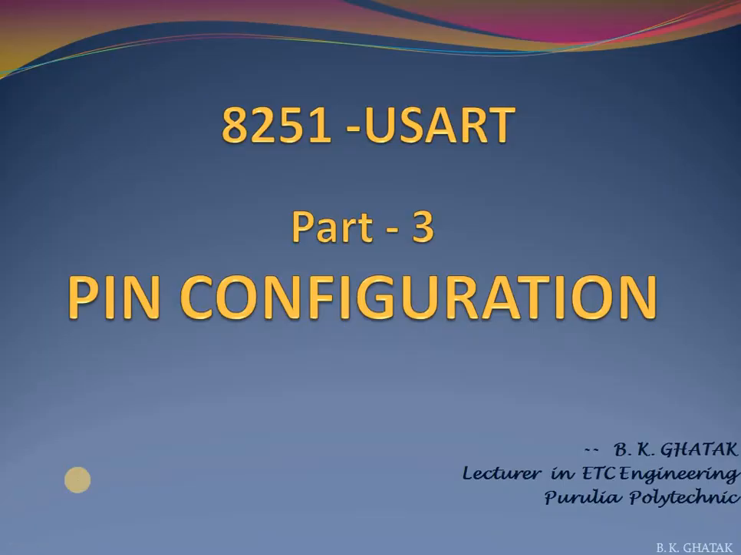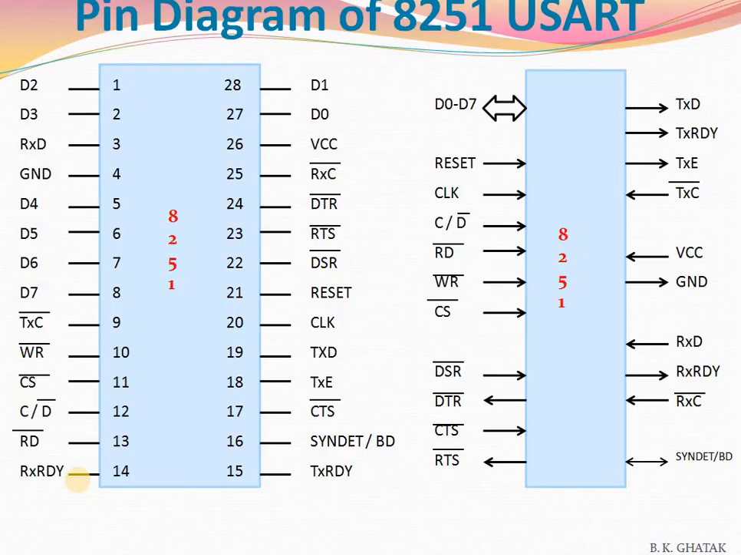Welcome everybody. This is the third part of 8251 USART where I will explain the pin configuration of 8251. Basically 8251 is a communication interface and USART stands for Universal Synchronous Asynchronous Receiver Transmitter. That means USARTs can transmit or receive data bit by bit in synchronous or asynchronous mode. For that we need a 28-pin DIP structure and the signals are sequentially like this one.